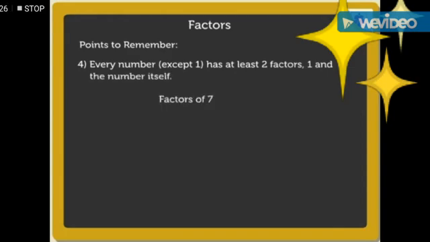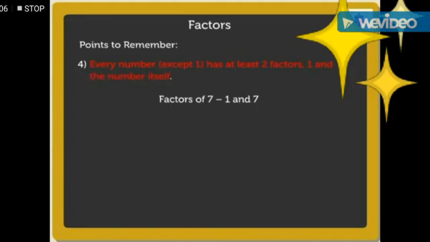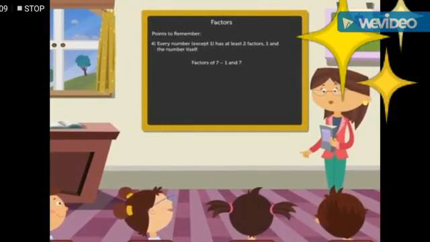Point 4. Every number except 1 has at least 2 factors, 1 and the number itself. Let us look at the factors of 7. They are 1 and 7. No other pair of numbers, when multiplied together, will give the product 7. That is, the number 7 has at least 2 factors, 1 and 7, that is, the number 1 and the number 7 itself. Hence, we can say that every number except 1 has at least 2 factors, 1 and the number itself. Do remember these points properly.